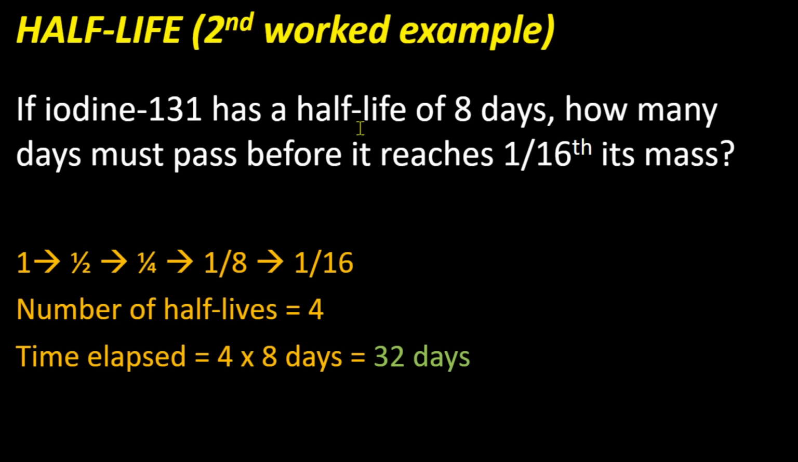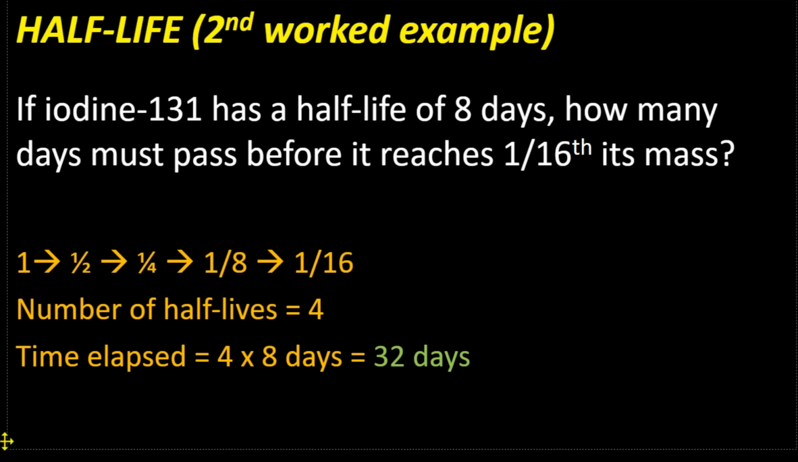The half-life, which is the time that it would take to decay by half, is 8 days. So to find the time elapsed, we will have to say 4 half-lives times 8 days, and that is 32 days that would have passed as a result.